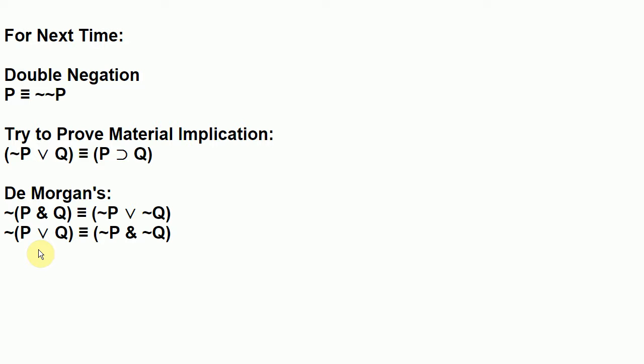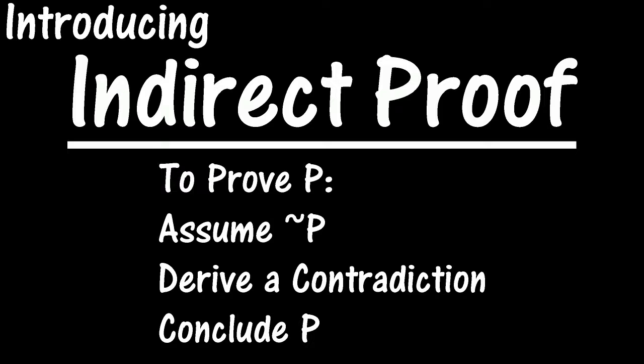And we're going to be introducing a new rule we can use called indirect proof. This is a method for proving the negation of something. So if we want to prove something, we assume the opposite. We try to derive a contradiction, and then we conclude what we were trying to prove. Because if the assumption of something leads to an actual contradiction, we know that that can't be true. So what we're trying to prove must be true. If our assumption leads to a contradiction, our assumption cannot be true, so its opposite must be true.